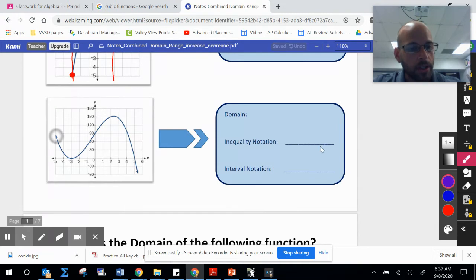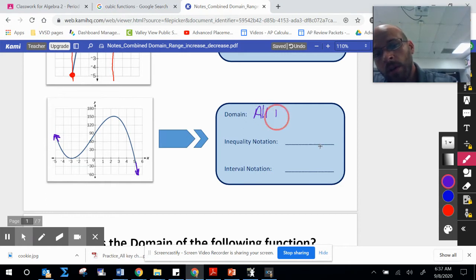So if you look, on the left end is an arrow. What that means is this keeps going forever, and the same thing on the right side. So this graph is not going to have an endpoint on the left or an endpoint on the right. So my domain is going to be all real numbers. It's going to reach all the way from negative infinity to positive infinity.